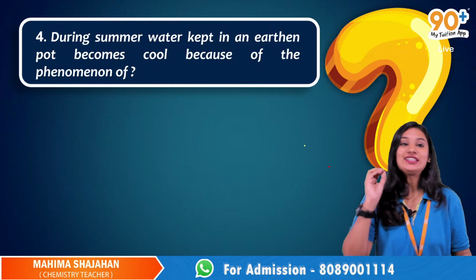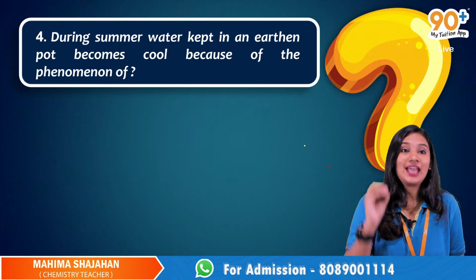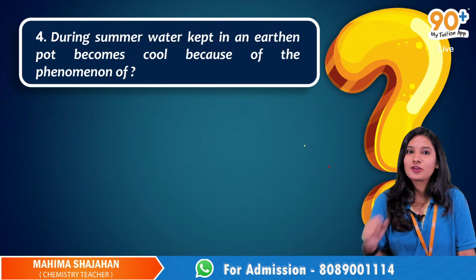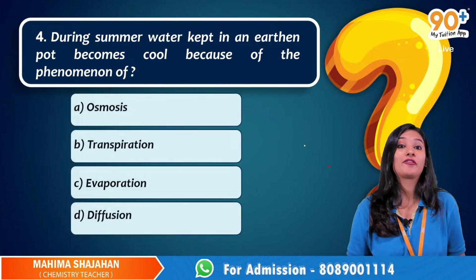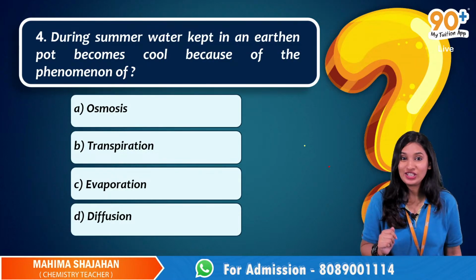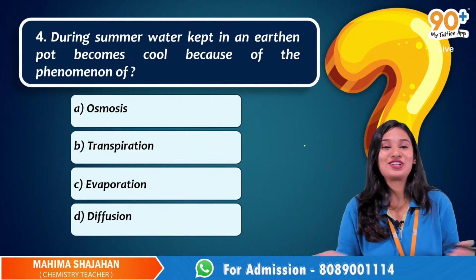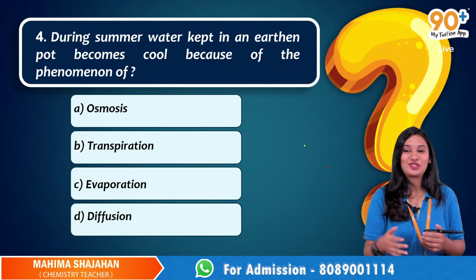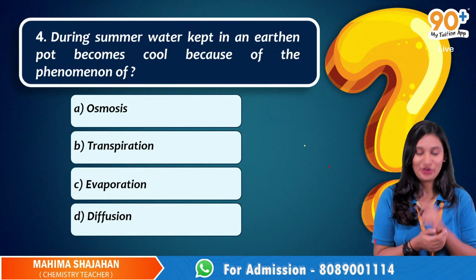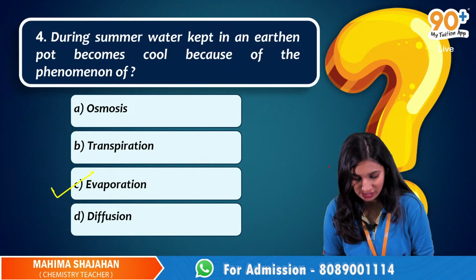During summer, water kept in an earthen pot becomes cool because of the phenomenon of option A, osmosis, transpiration, evaporation, diffusion. Very good, very good. It is evaporation.